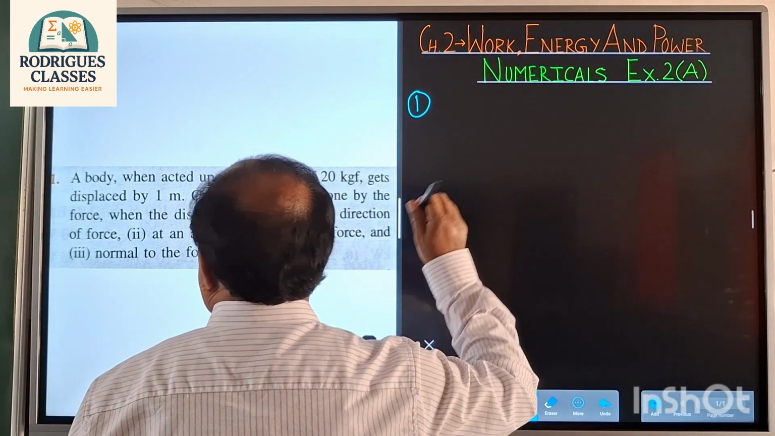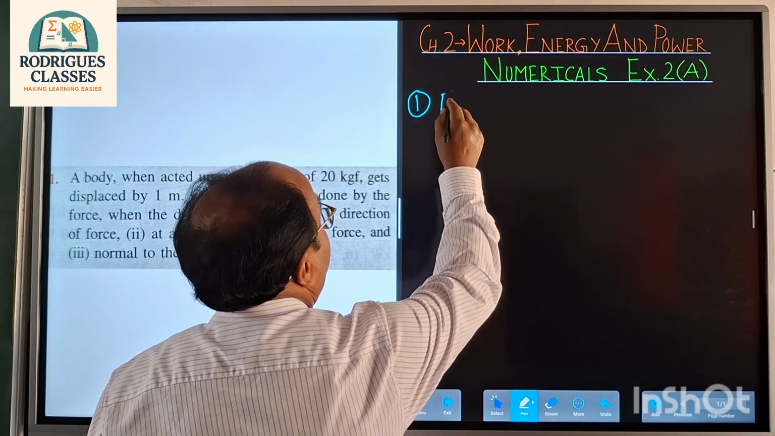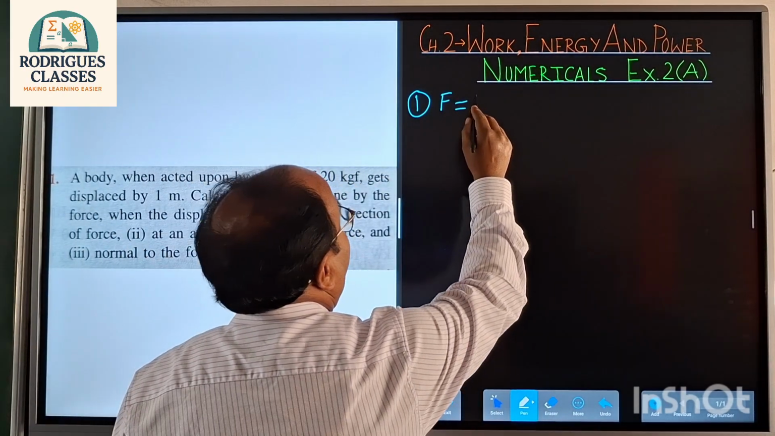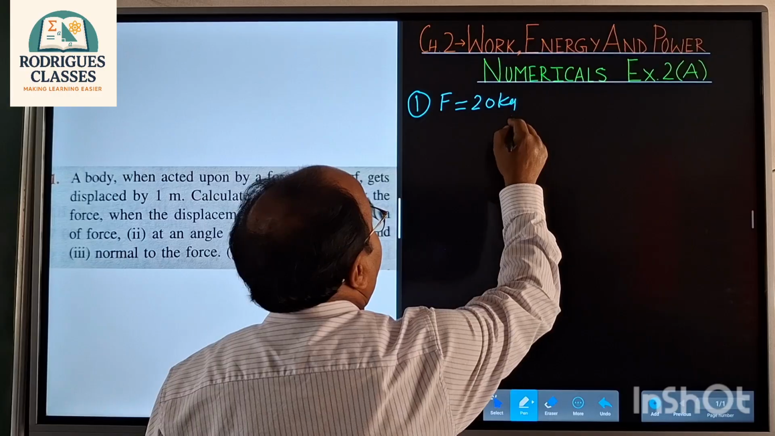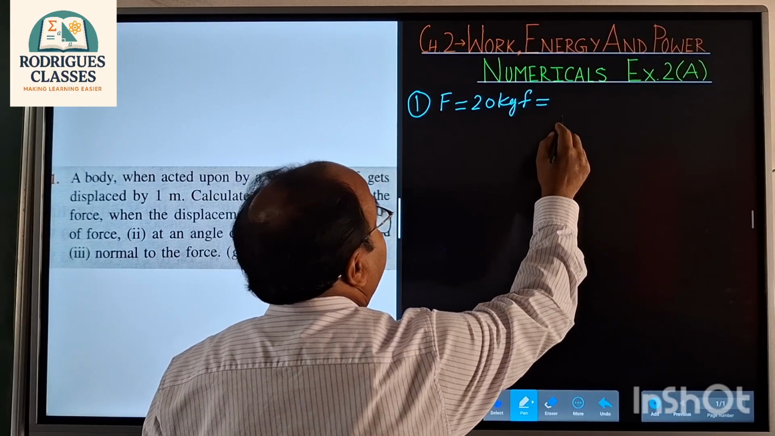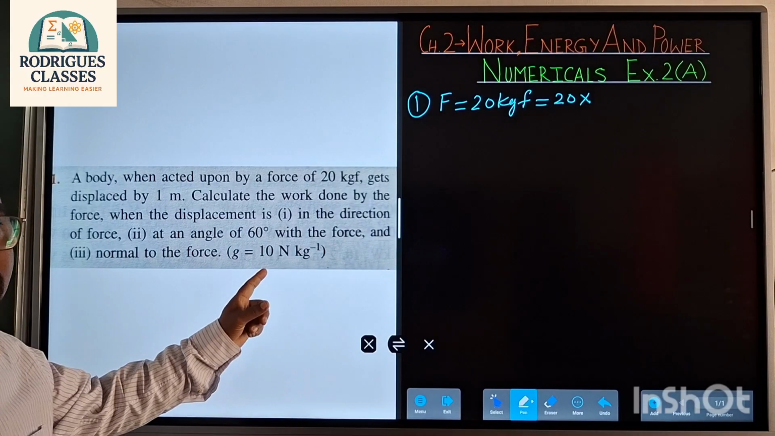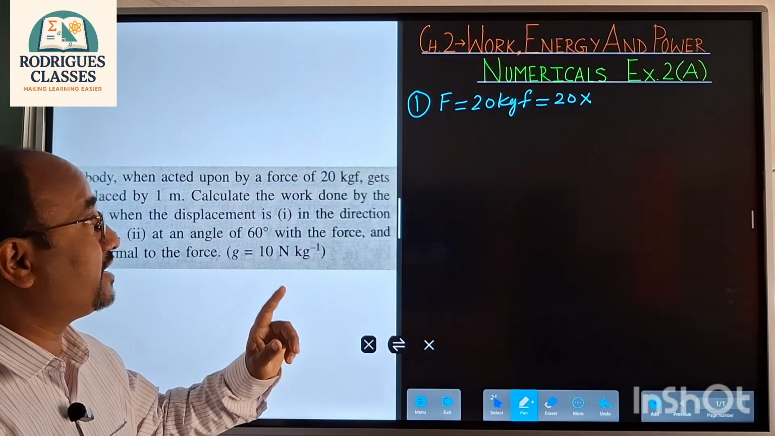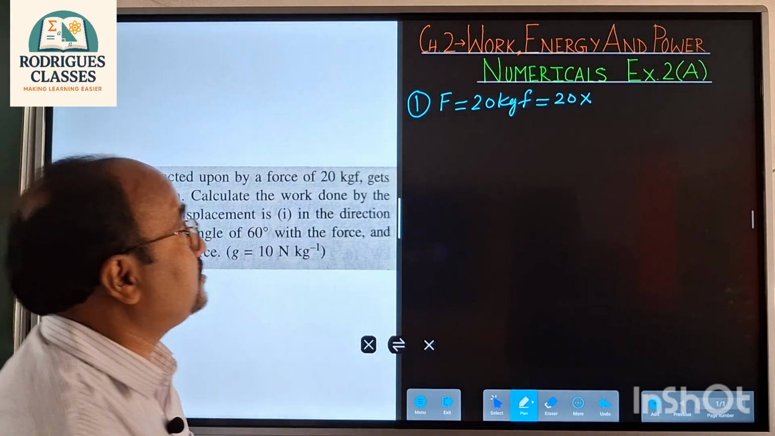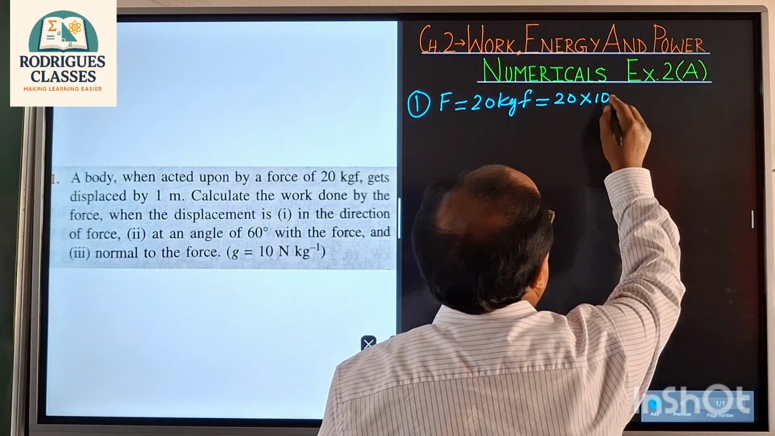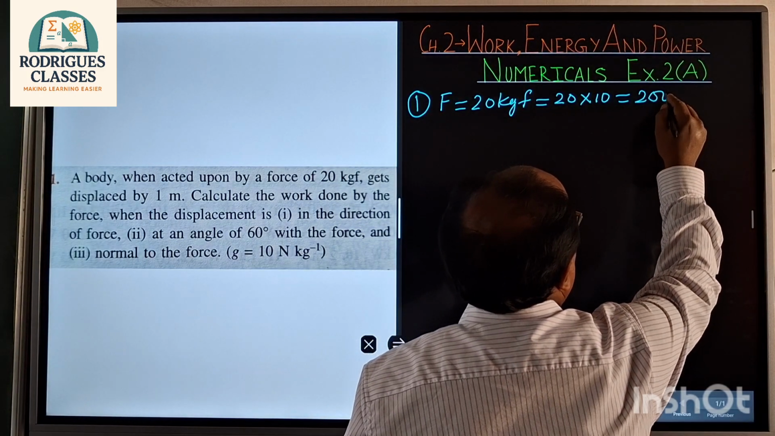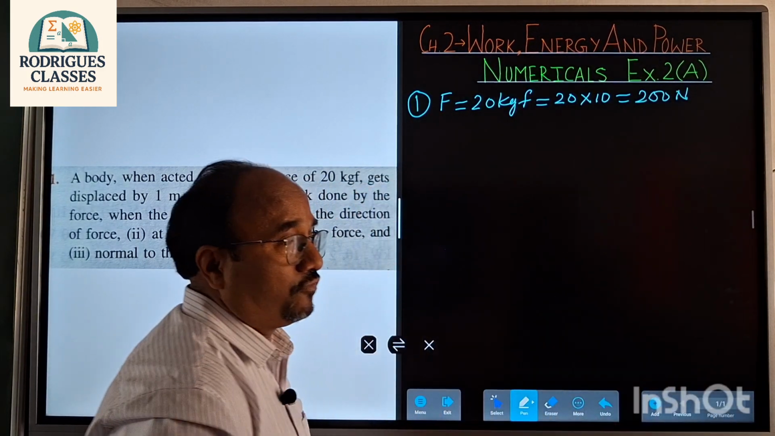So first of all, I am going to write here this force which is given as 20 kgf. I will change it in terms of Newton. Here G is given to you as 10 Newton per kg, so I will be taking the G value as 10. And so I get 200 Newton as the force.